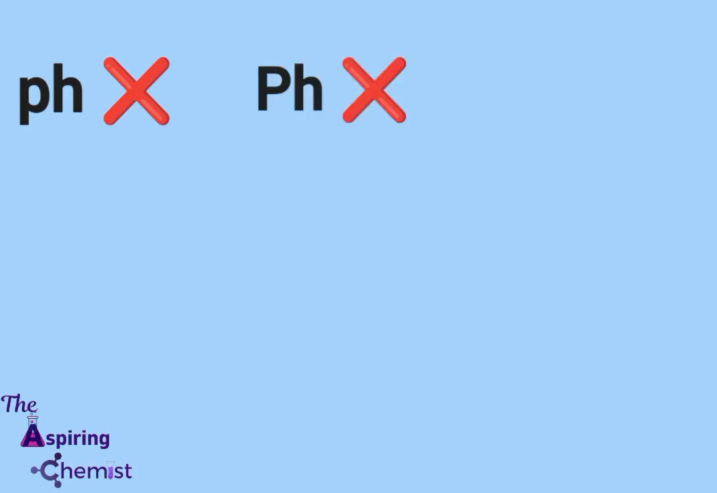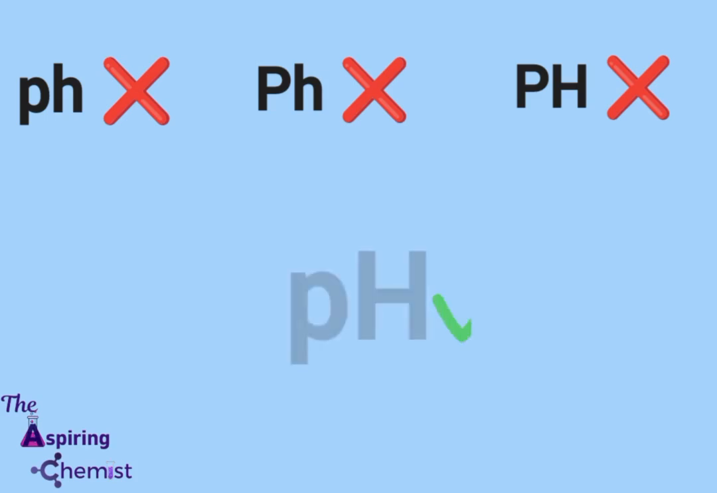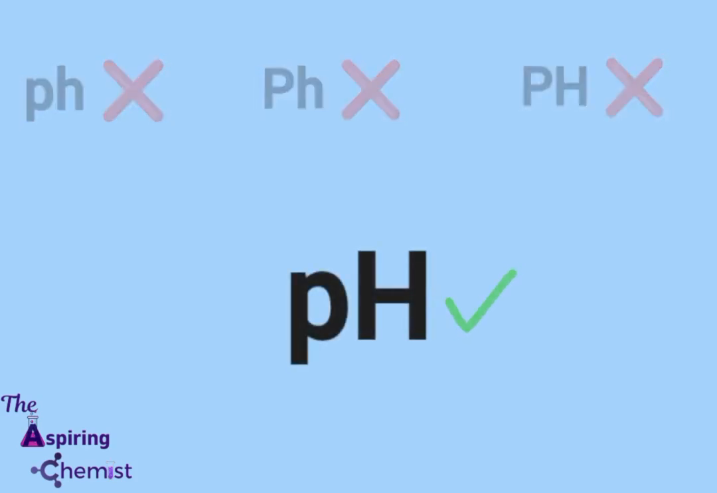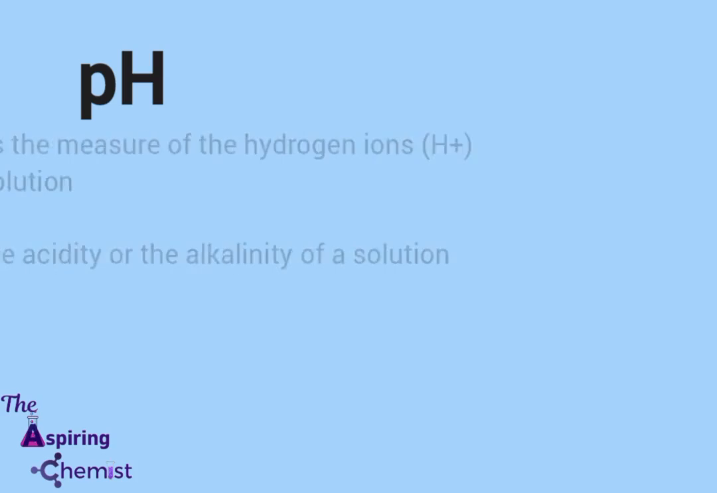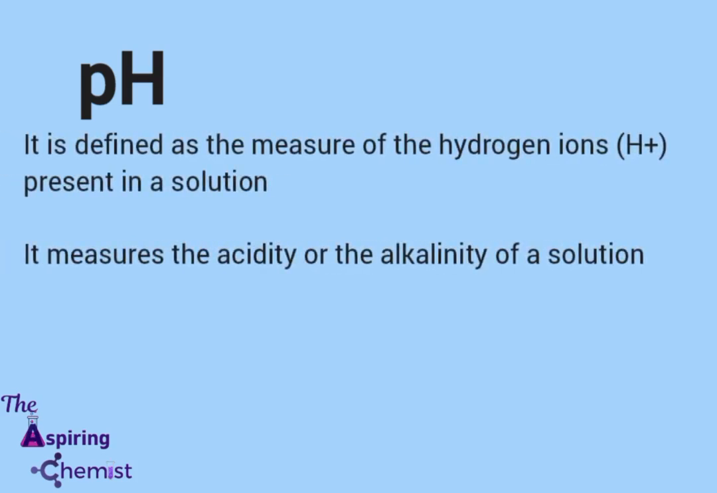Okay, back to pH. First of all, we need to know how to write pH. pH is not written like that, neither is it written like that, nor is it written like that. pH is actually written like this. Now, pH is defined as the measure of the hydrogen ions present in a solution. It is also defined as the measure of the acidity or alkalinity of a solution.